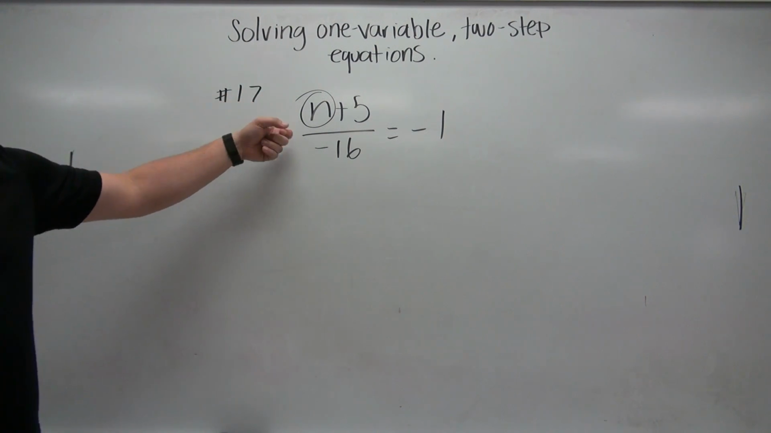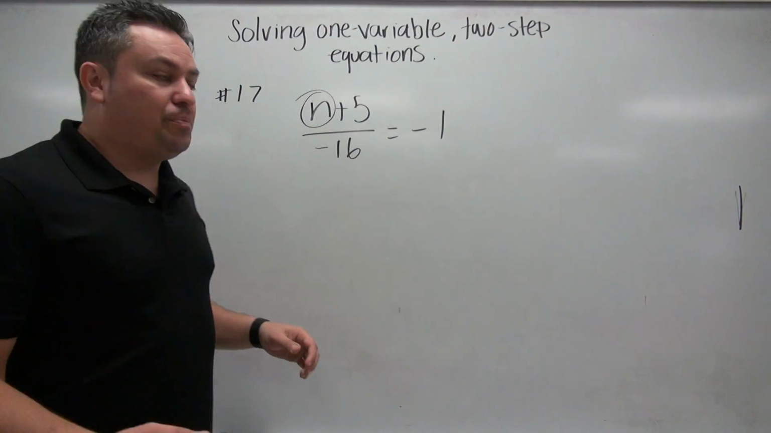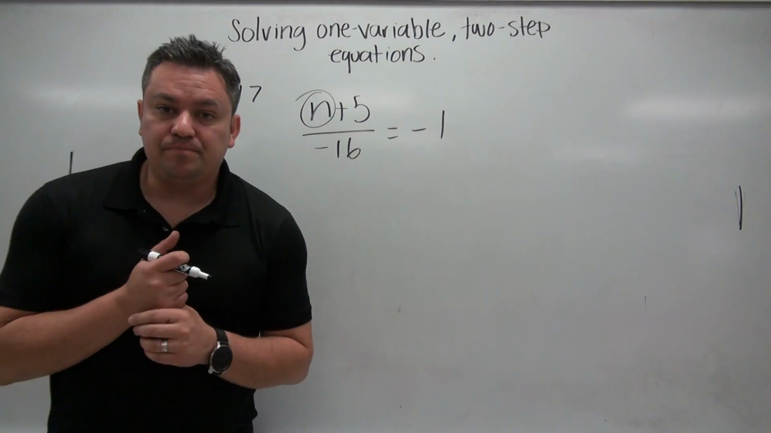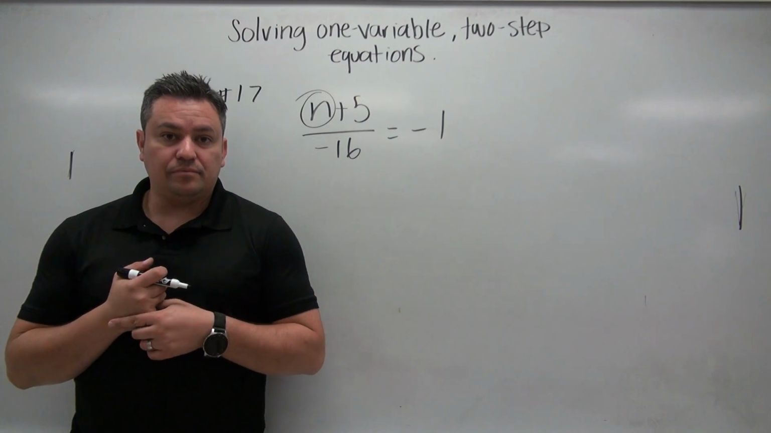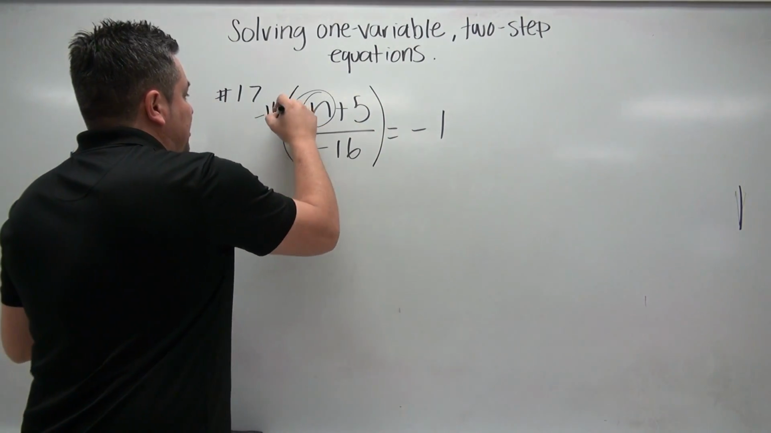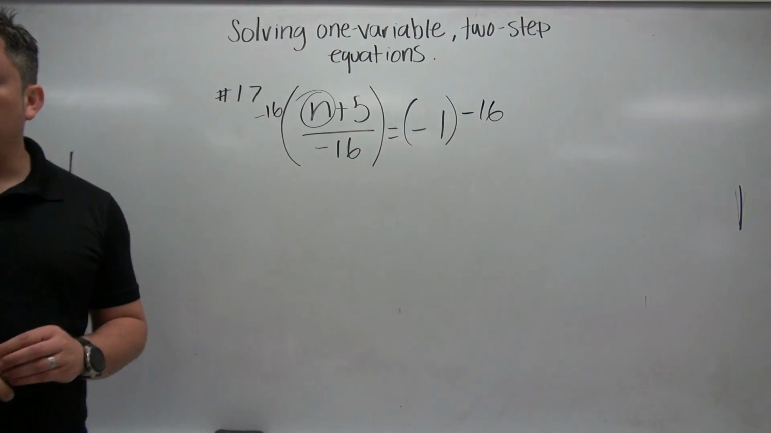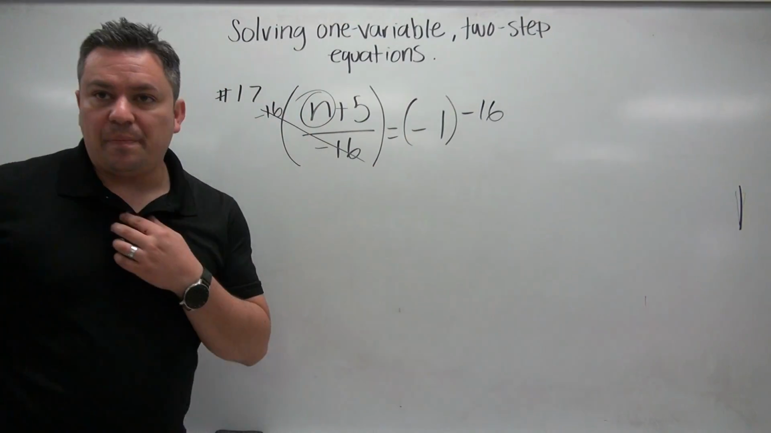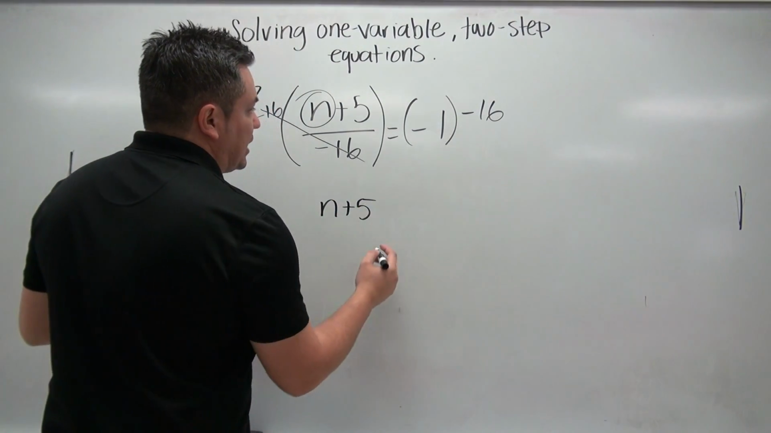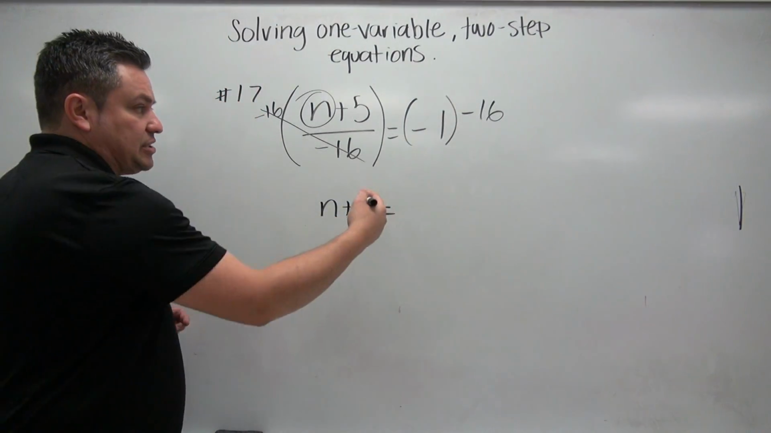If we look at this, we have a fraction. That means we have what type of question? Division. Very good. The opposite of division is multiplication. What's dividing right here? Negative 16. So what's my first step? You multiply by negative 16. Very good. We're going to multiply this whole thing by negative 16 as well as this by negative 16. Everybody agree? This is just going to cross out, so you're left with n plus 5 on the left side. On the right side, negative and negative makes a positive. 1 times 16 is 16.